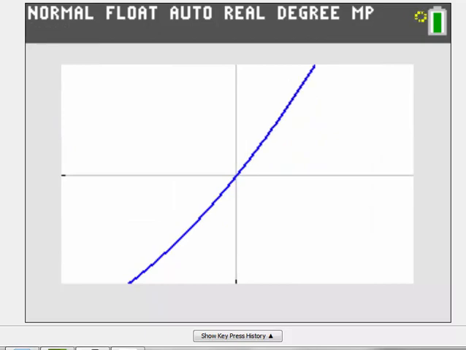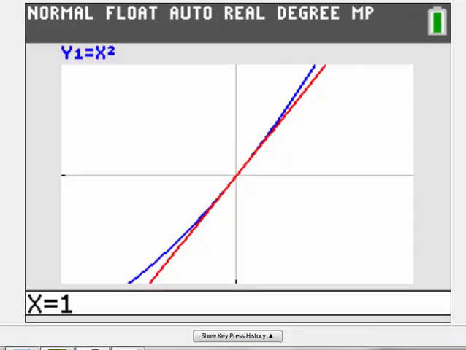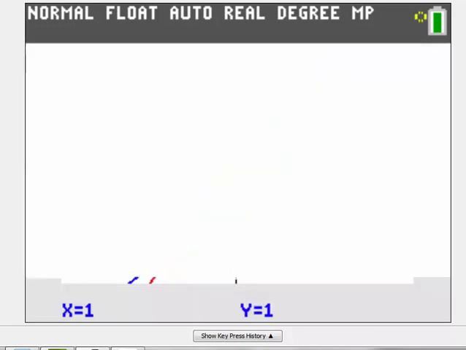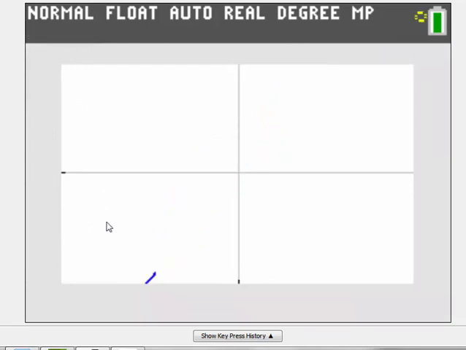Now look what keeps happening to my quadratic. Remember, quadratics were a parabola shape. Notice how this line is getting really, really close to our tangent line, but our parabola is even starting to look like a tangent line. If I zoom in again, trace at 1, press enter, zoom 2, press enter again. Now that even looks like our line.